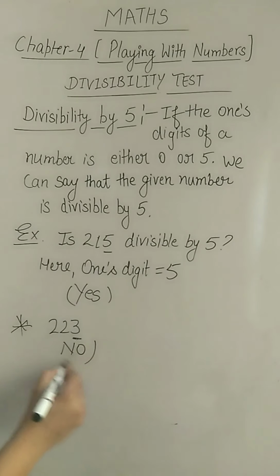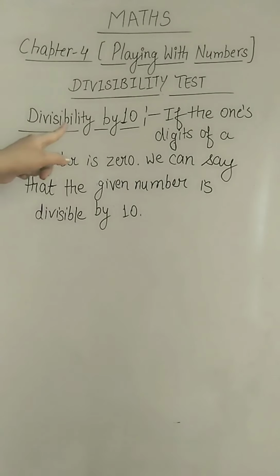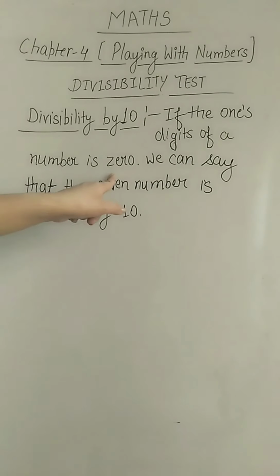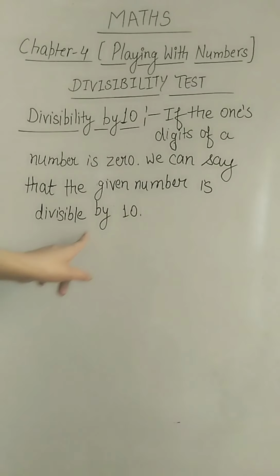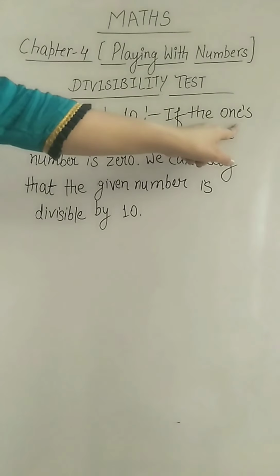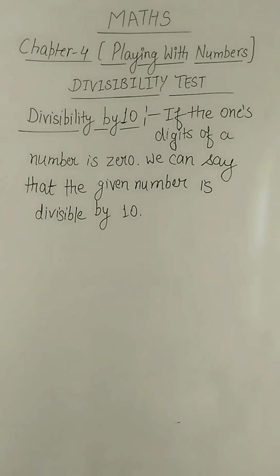Okay. So now the next, divisibility by 10. So students, this is if the ones digit of a number is 0, we can say that the given number is divisible by 10. That means in this rule, we only have to check the ones digit of a given number. And if the ones digit of a given number is 0, that means the number is divisible by 10. So let's take an example.